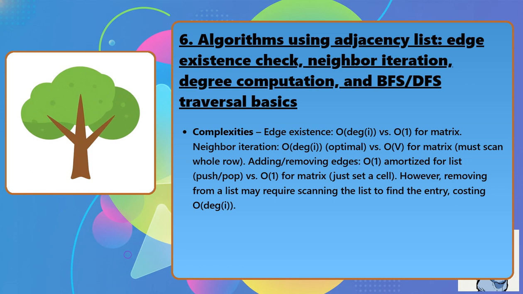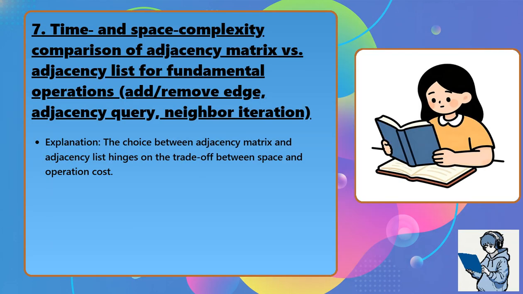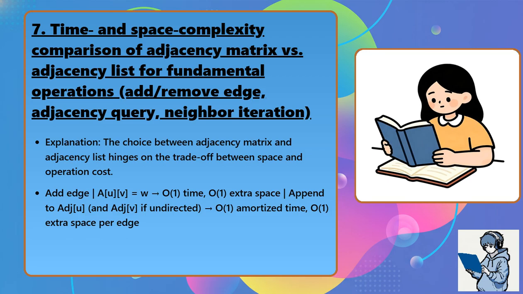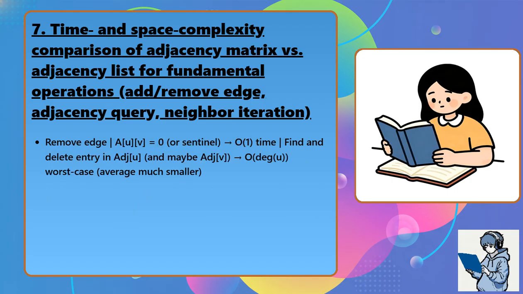Explanation: the choice between adjacency matrix and adjacency list hinges on the trade-off between space and operation cost. Add edge: A[u][v] = w leads to O(1) time, O(1) extra space. Append to edge[u] and edge[v] if undirected leads to O(1) amortized time, O(1) extra space per edge. Remove edge: A[u][v] = 0 or sentinel leads to O(1) time. Find and delete entry in edge[u] and maybe edge[v] leads to O(degree of u) in the worst case, average much smaller.